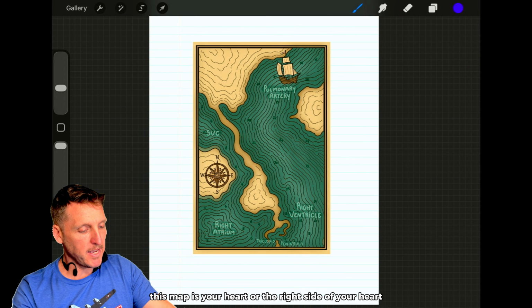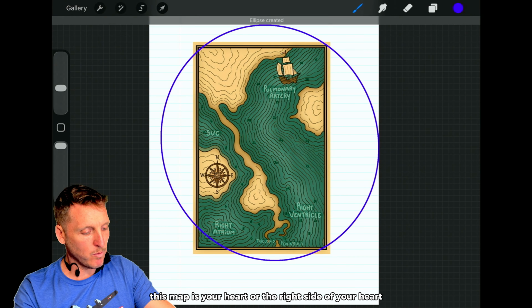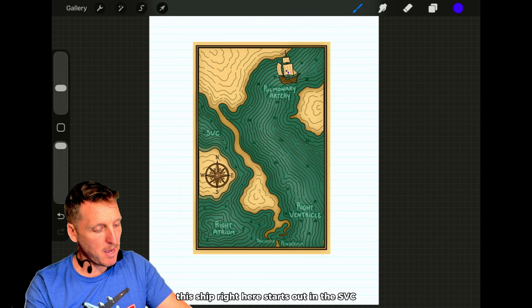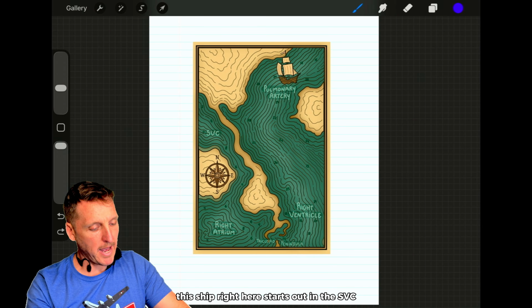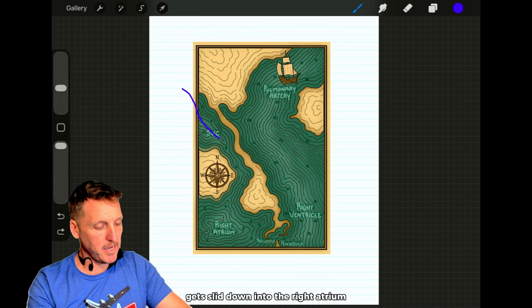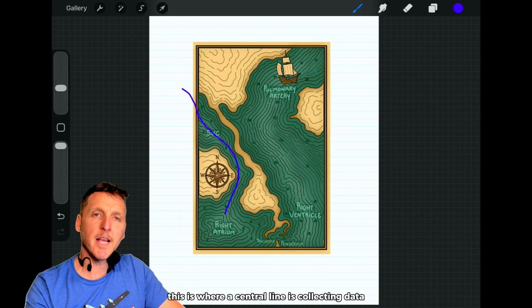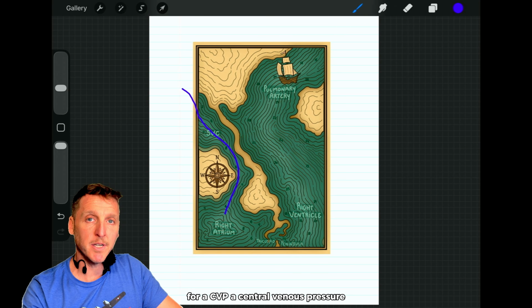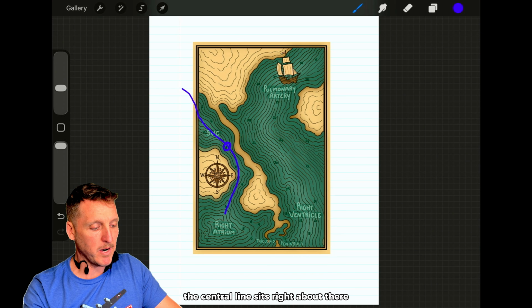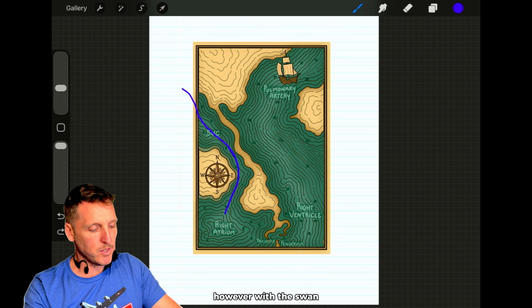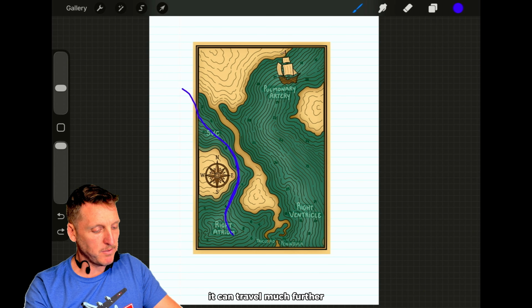This map is your heart, or the right side of your heart. This ship right here starts out in the SVC. It gets slid down into the right atrium. This is where a central line is collecting data for something like CVP, central venous pressure. The central line sits right about there. However, with the Swan, it can travel much further.